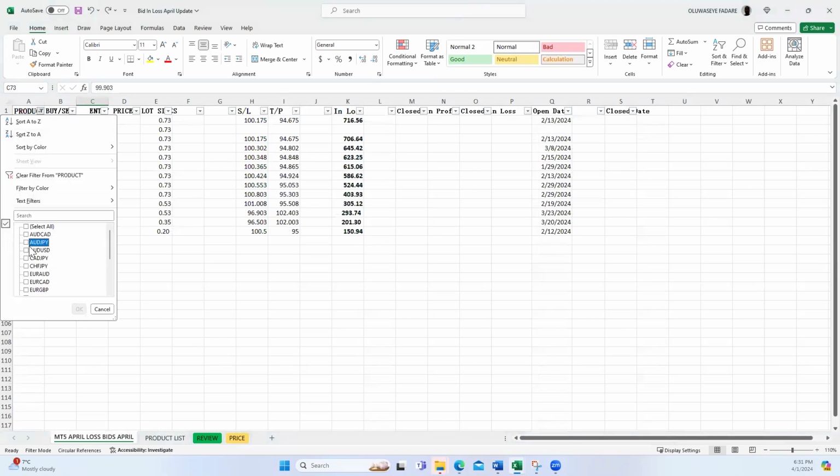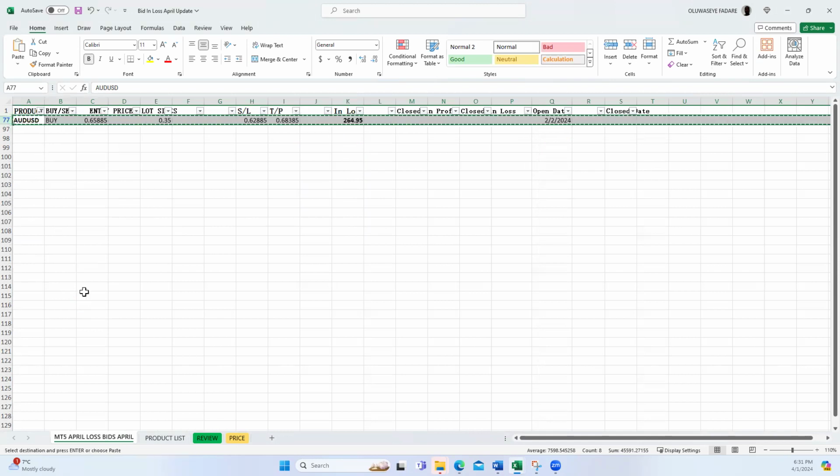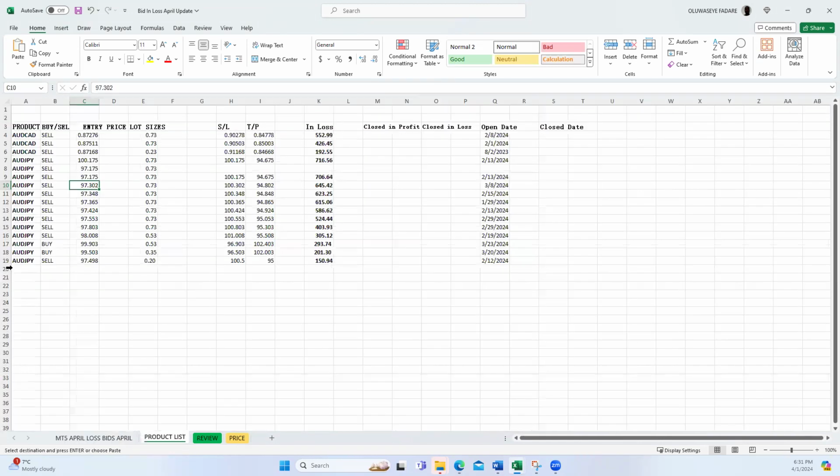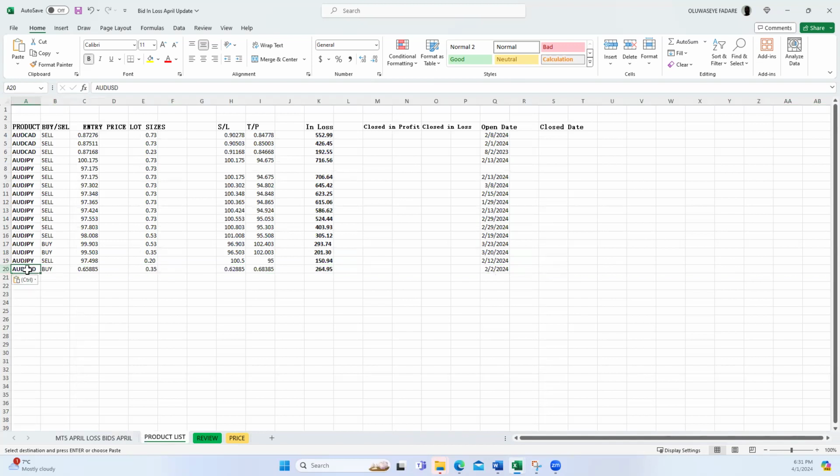Let's take one or two more examples. Let's look at the next product, AUD USD. You can see for AUD USD, we only have one product, which is a buy. So we just copy that, and we don't have any problem with that. Since it's just a buy and just one product, one price, the same price becomes both our highest and our lowest, and that's 0.65885.